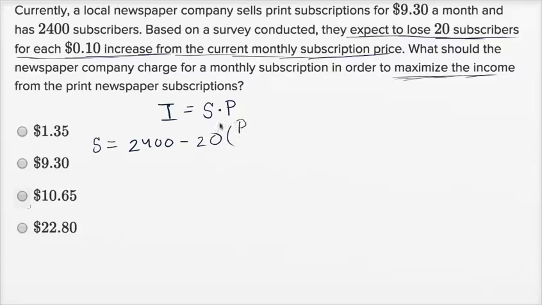So let's multiply that. If we just take P minus $9.30, this would give us the absolute price increase, how much we've gone above $9.30. And if we want to figure out how many dimes we are above $9.30, we could just divide that by 10 cents. So this part right over here tells us how many dimes above our current price is P. And then for every one of those dimes, we're going to lose 20 subscribers. So this is probably the most interesting part of this problem. This is kind of the crux of it. How do you set up subscribers as a function of price?